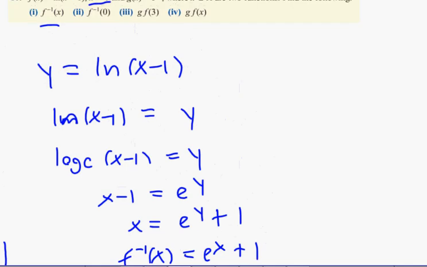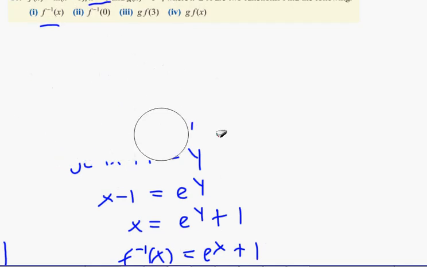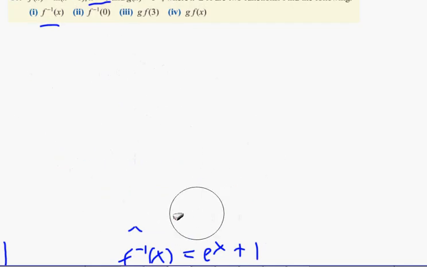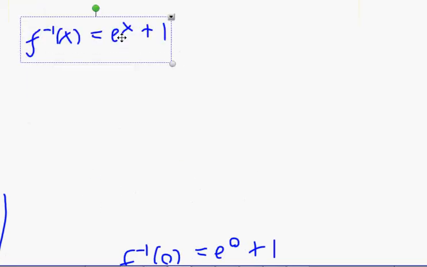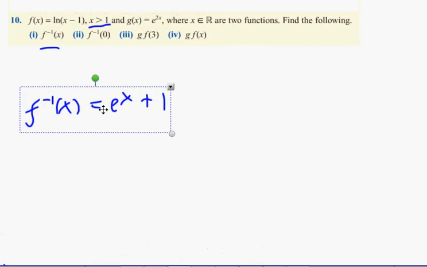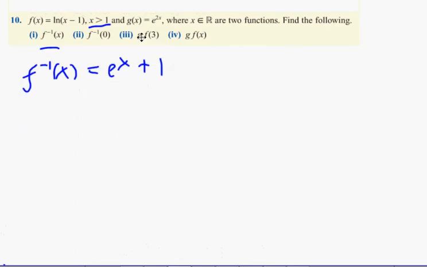Next part after that. Now I'm just going to rub out all this part here, and what we're going to do is just take the answer, which is here, all the way up to the top. Now, it wants me to do g after f of 3. So what I need to do is f of 3 first. And what's f of 3? e to the power 3 plus 1. I'm not going to put that into a decimal or anything like that. I'm going to leave it as e to the power 3 plus 1.